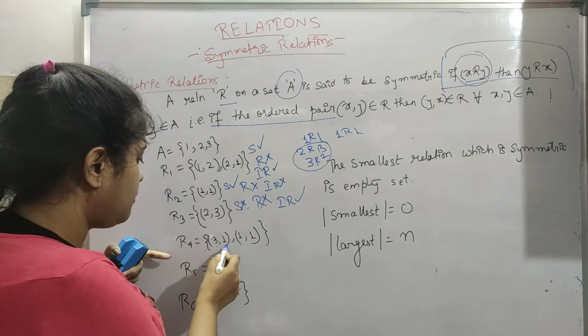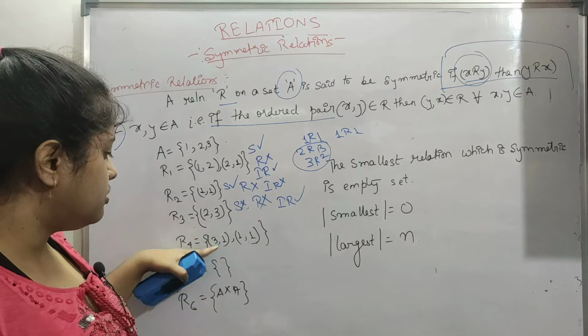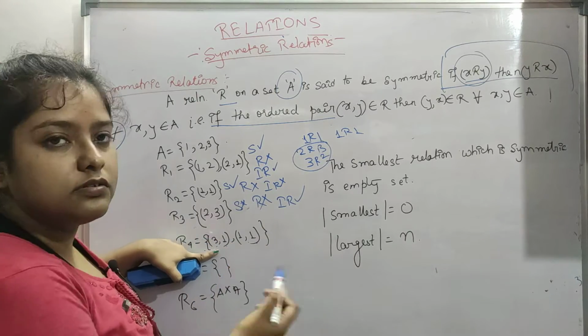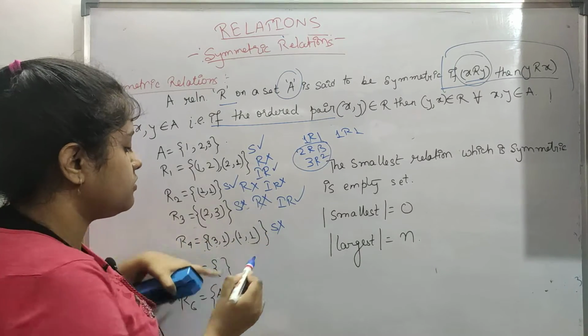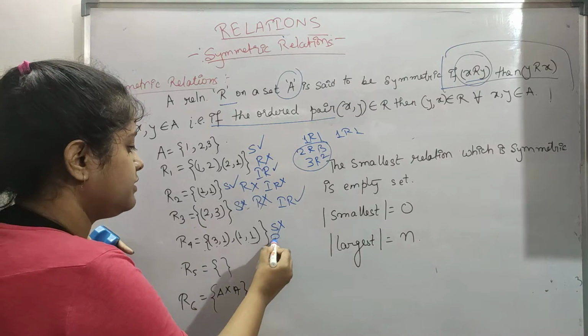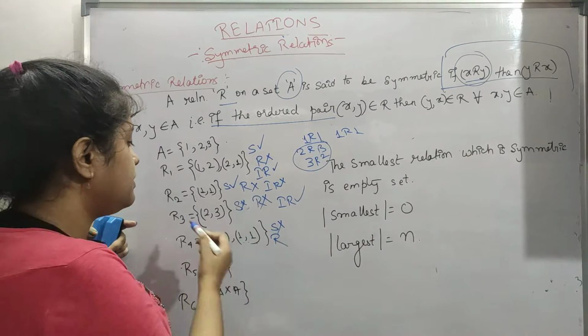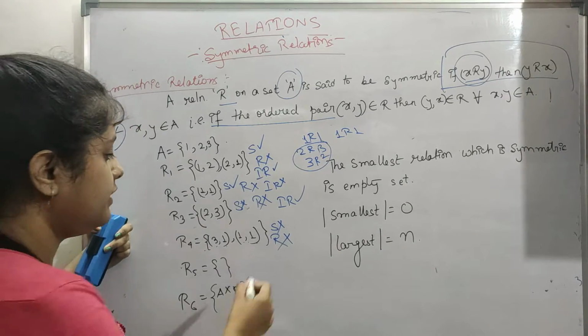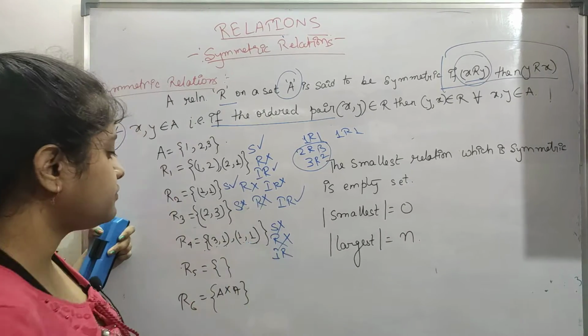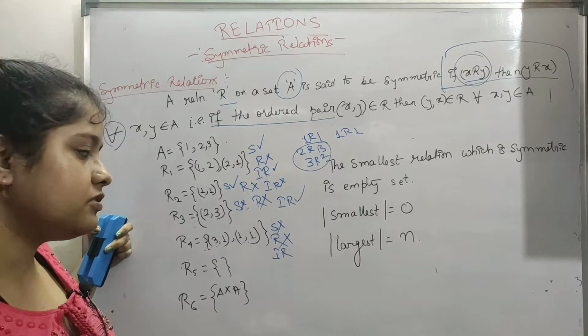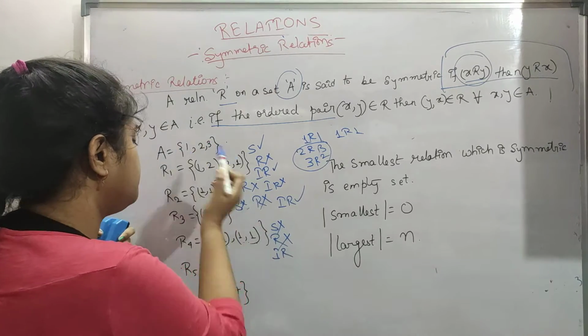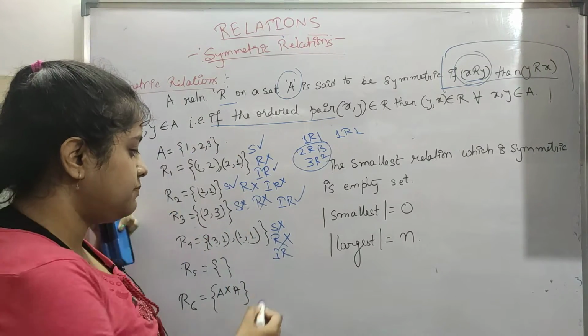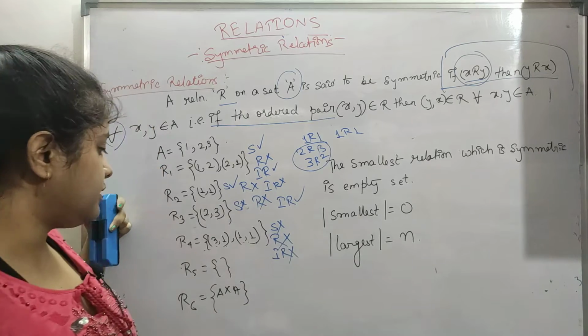Now next is R4 with (3, 1) and (1, 1). (3, 1) is present but (1, 3) is not present, so symmetric is not possible. Then reflexive: just (1, 1) is present, (2, 2) and (3, 3) are not present, so it is not reflexive. Irreflexive is also not possible because an element related to itself is present.